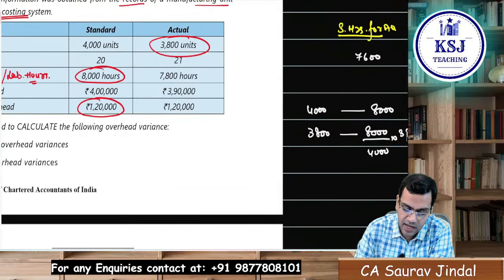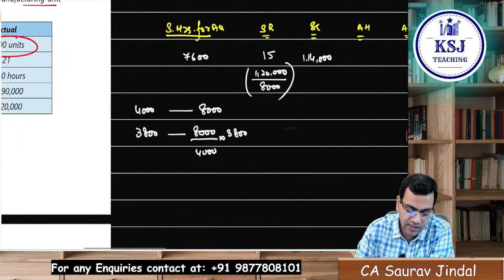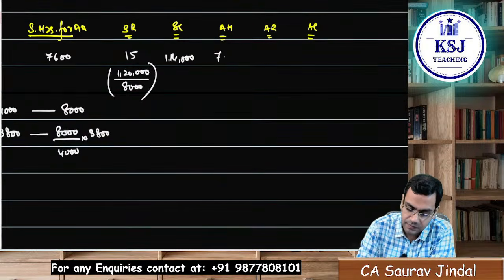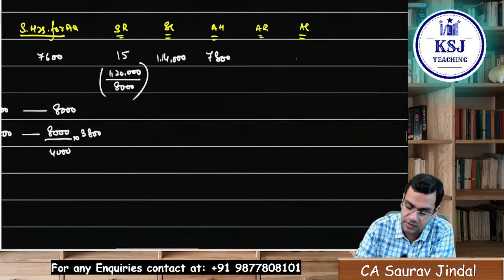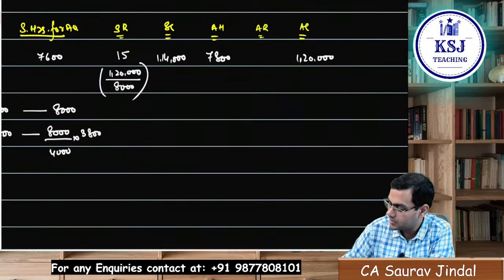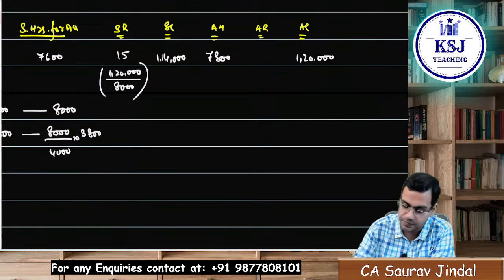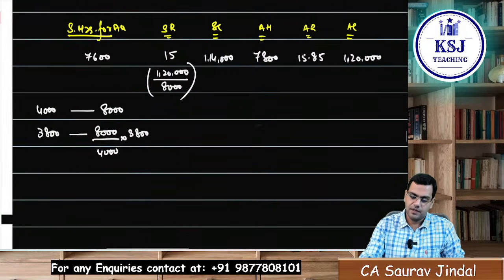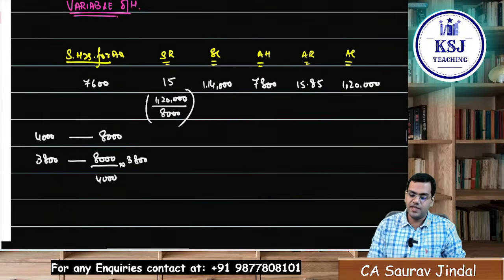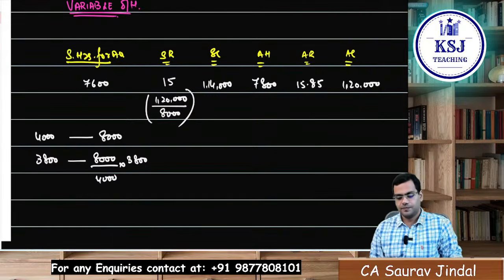Next, what is the actual number of hours that is given to you? 7800. And the actual cost is also given, that is 1,20,000. 15.85. Clear? So this is the table for variable overheads that is there.